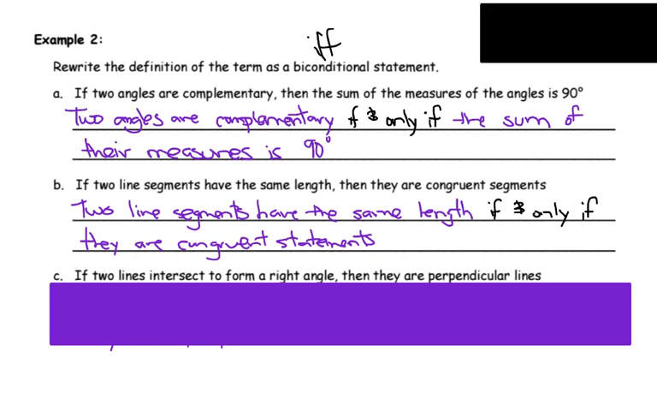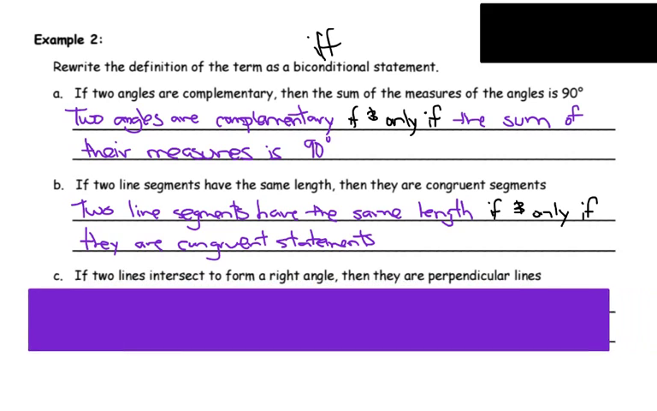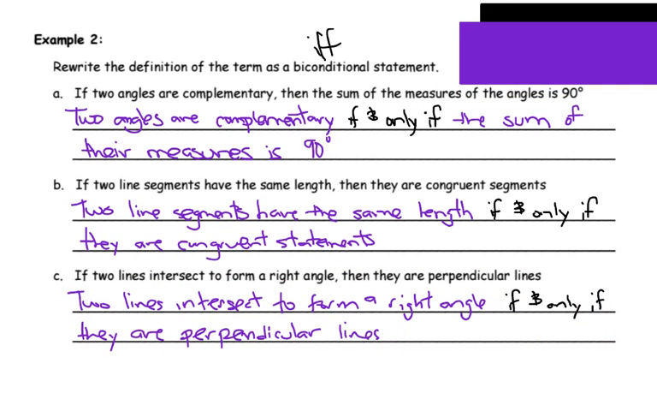B: if two line segments have the same length, then they are congruent segments. The biconditional would be: two line segments have the same length if and only if they are congruent segments. Before we go into the answer for C, how about you pause the video, write it down yourself, and check yourself. It's a nice way to practice if you can write a biconditional statement on your own. So, C: if two lines intersect to form a right angle, then they are perpendicular lines. And the answer is: two lines intersect to form a right angle if and only if they are perpendicular lines. Hopefully you checked it and you got it right.